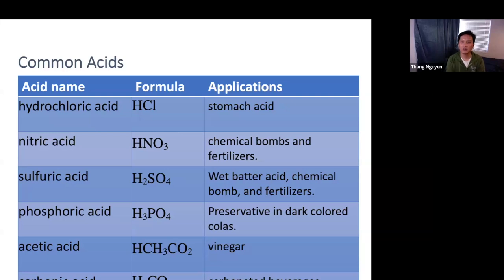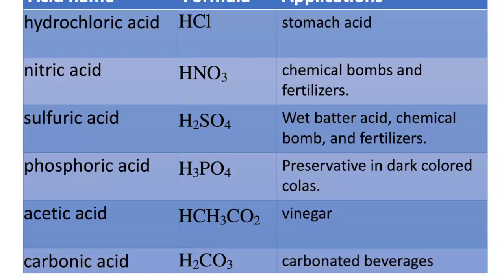Phosphoric acid, H3PO4, we talked about this one. This is the one that's in your cola. It's there as a preservative. And then acetic acid, we talked about this. This is the vinegar, the acetic acid, HCH3CO2. And lastly, carbonic acid, H2CO3. I mentioned this when I talked about ocean acidification. That's the carbon dioxide that goes into the ocean water. It turns itself into carbonic acid. But that's also a substance that's put into your soda pop to make it bubbly, right? You put carbon dioxide in there, or carbonic acid, to make it bubbly when you drink soda.